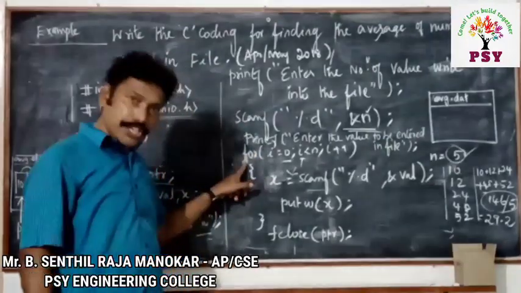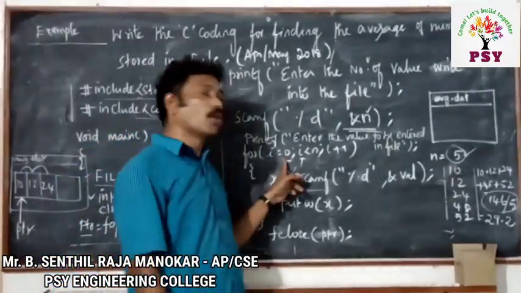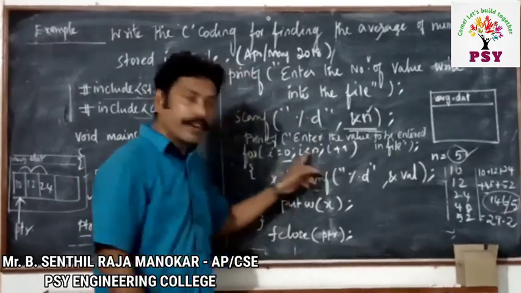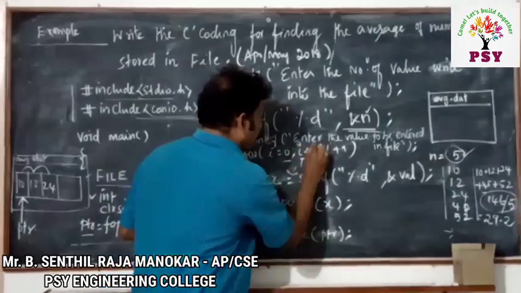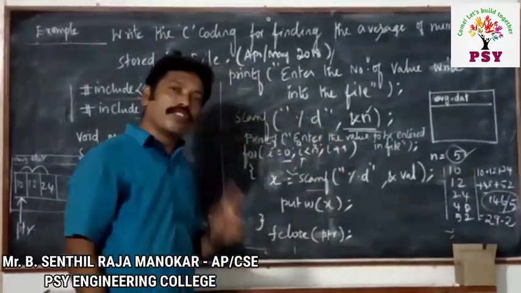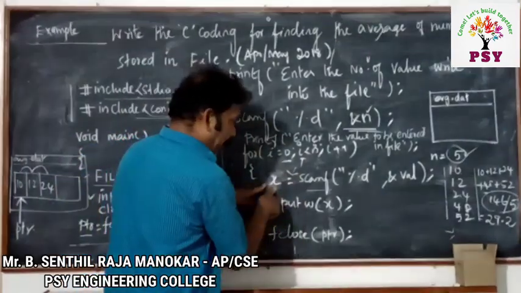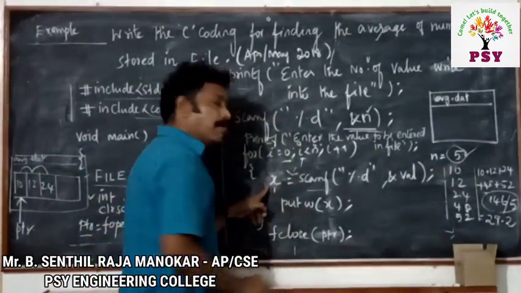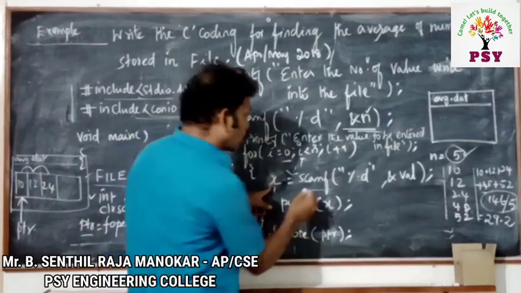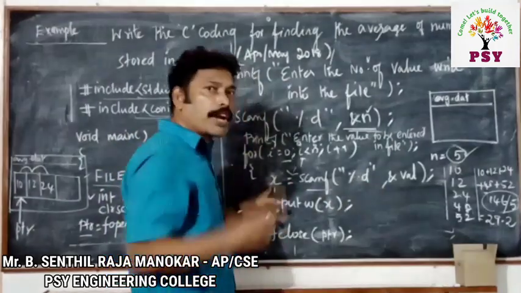Then I have an iteration statement: for i is equal to 0, i is less than n. You know very well, here i is 0, and here n will be 5, so the condition will be true. Then what will happen? x is equal to, x is a variable which holds the value that we are going to provide through the console.